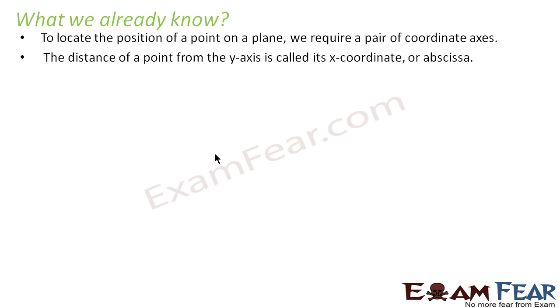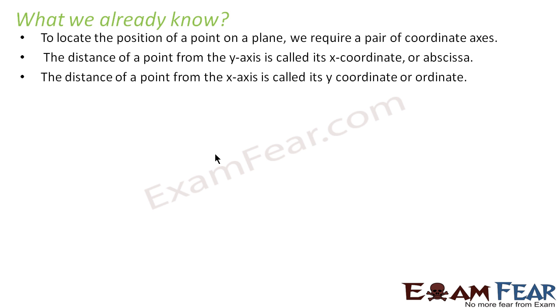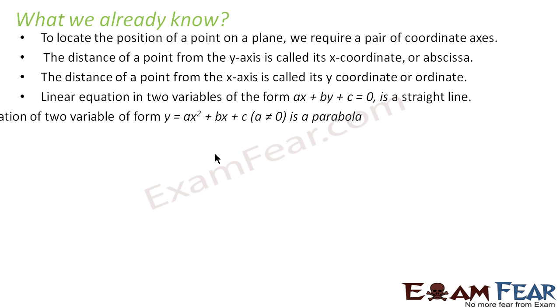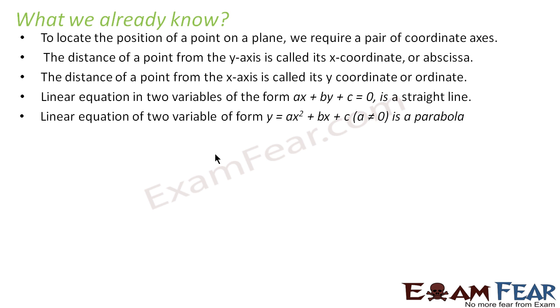We also know that the distance of a point from the y-axis is called its x-coordinate or abscissa. We also know the distance of a point from the x-axis is called its y-coordinate or ordinate. We also know that a linear equation in two variables of the form ax plus by plus c, if you plot this, gives a straight line.